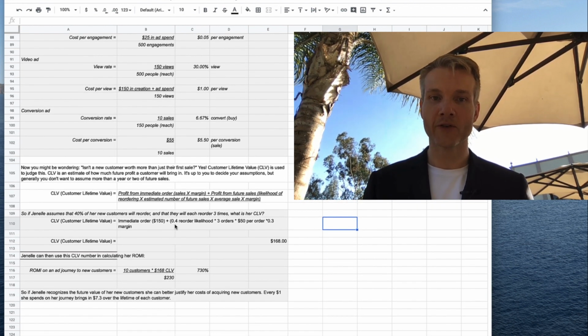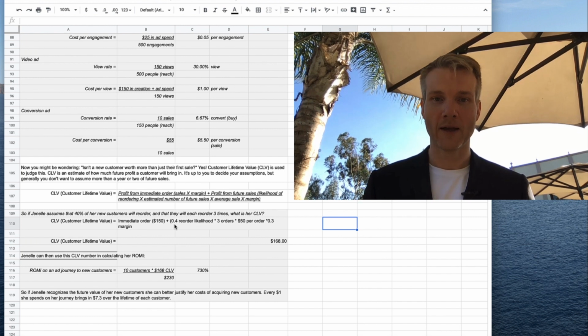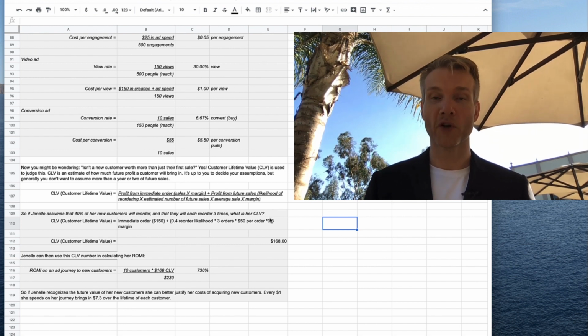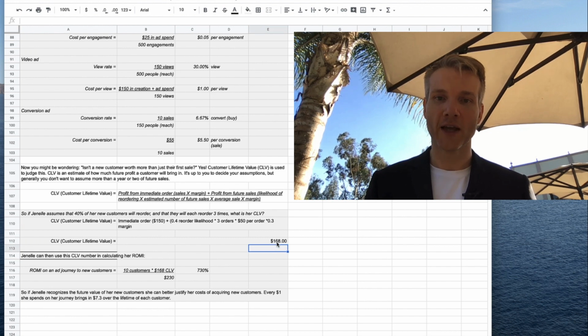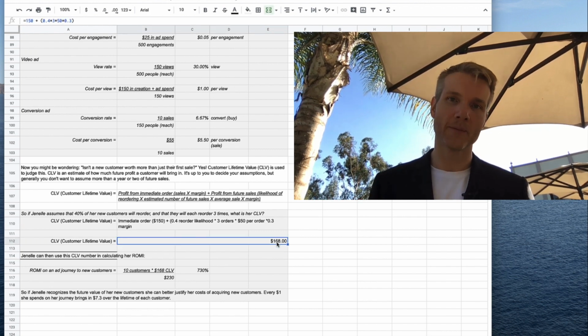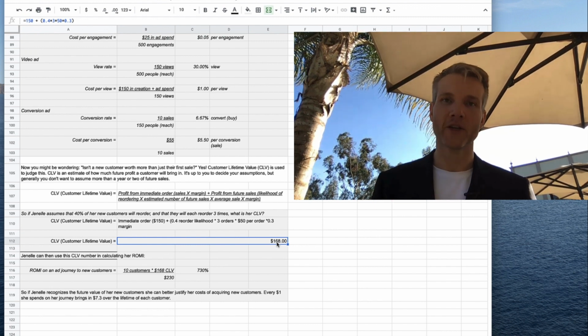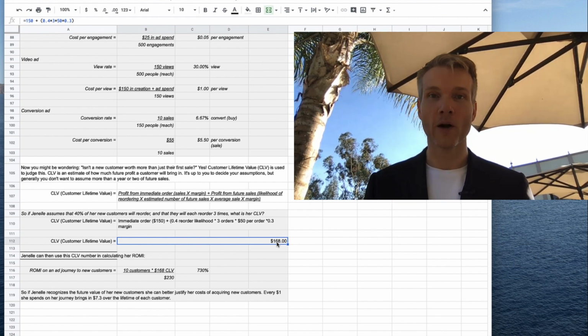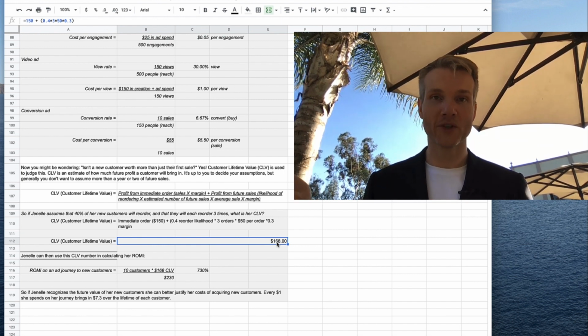So here we have a 0.4. This is representing the 40% likelihood they're going to reorder, or that 40% of these customers will come back. We're going to multiply that by 3 orders on average, and then multiply that by $50 per order, and then also the 30% margin rate. What this is going to do is give us $168 as a customer lifetime value. So we can see here, each new customer that Janelle brings in is actually worth quite a lot more because of the fact they're going to buy this once and then potentially on average 3 more times in the future.